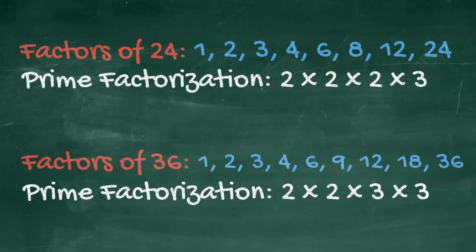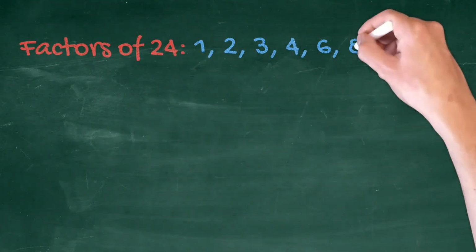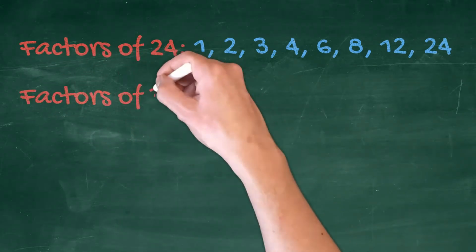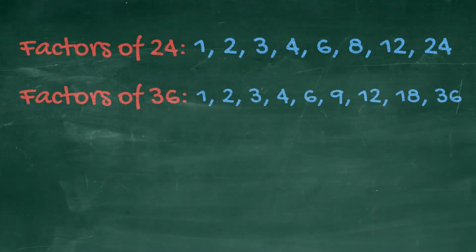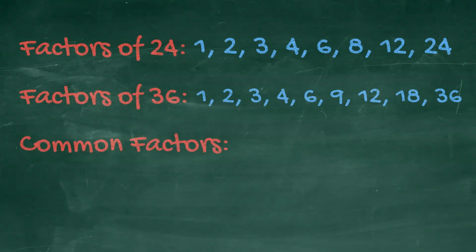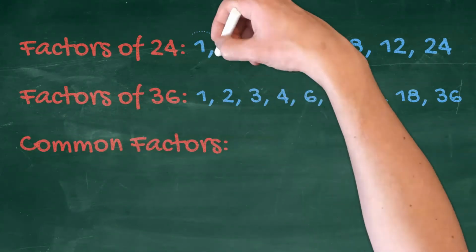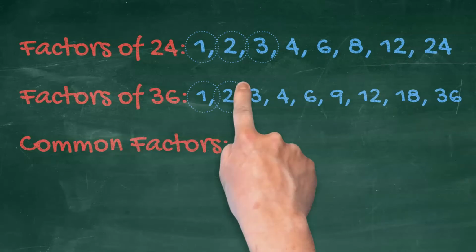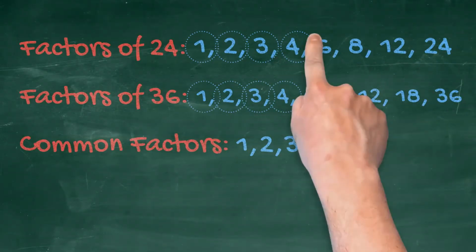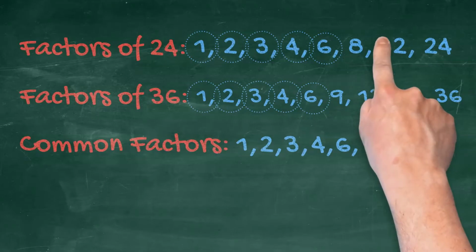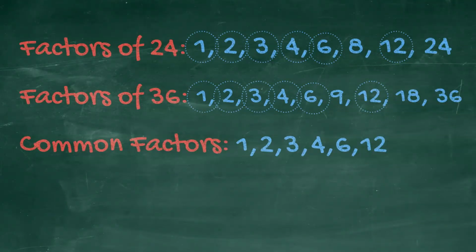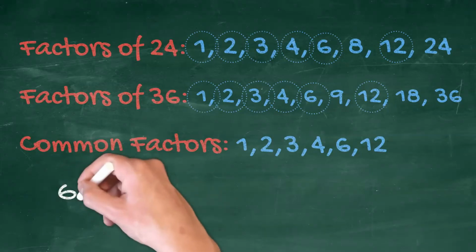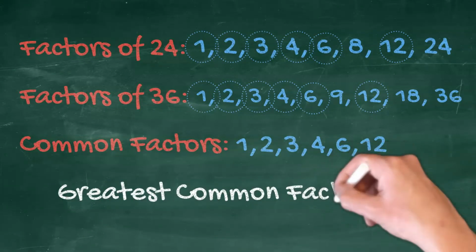The first one uses the list of factors we found. Write the list of factors one above the other. Here we have the factors of 24 and the factors of 36. Then find the largest or greatest number that appears in both lists. 1 is in both lists of factors, so is 2, and 3, and 4, and 6, but 12 is the largest or the greatest number that appears in both lists of factors. So we have found that the greatest common factor of these two numbers is 12.